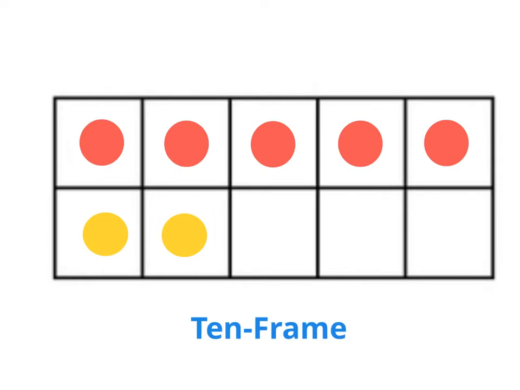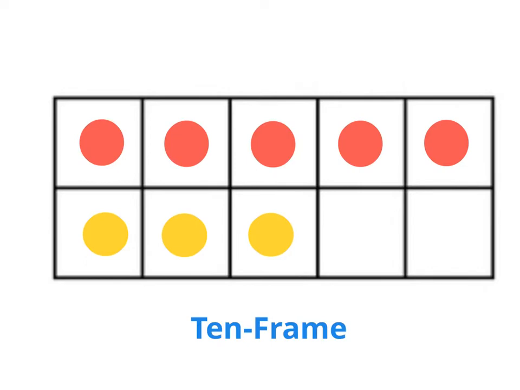Now, how many counters are on the 10 frame now? Pause this video and turn and talk to your partner. How many counters are on the 10 frame now? There are 7 counters on the 10 frame now. Let's count it together. But let's start with 5 and count 2 more. 5, 6, 7. Let's try it again.